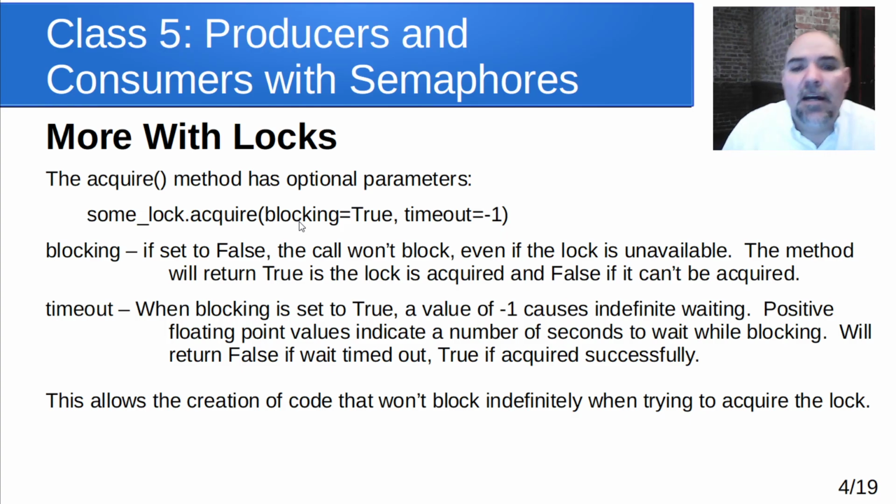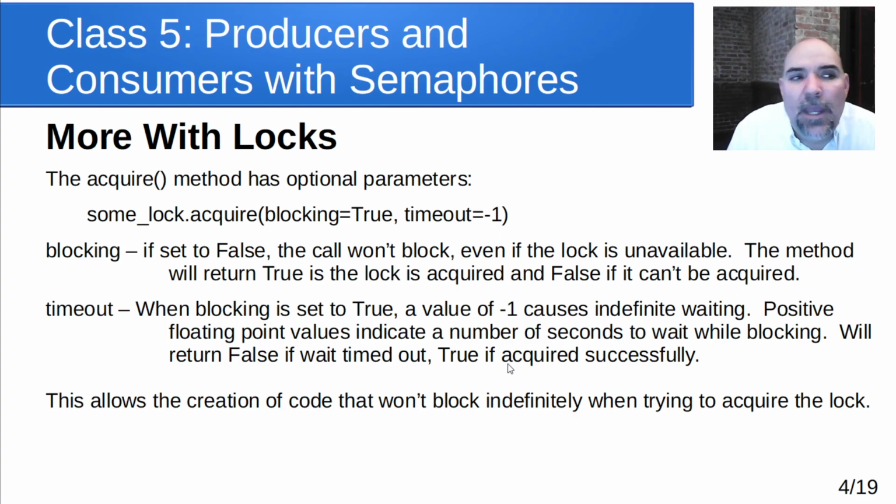There's a second optional parameter for acquire that's timeout. And if the timeout is set to -1, it'll block indefinitely, just like normal behavior. But a positive floating point value will indicate a number of seconds we should wait while blocked and waiting for a lock. And it'll then either time out and return false, or it'll acquire the lock and return true, and then we can continue on into that critical section.